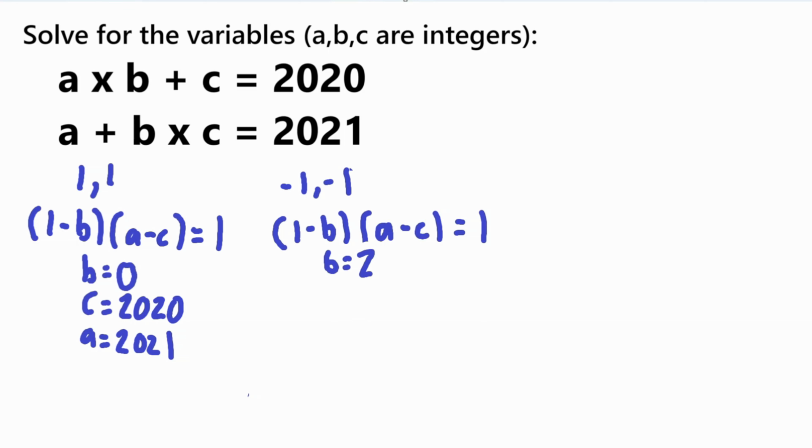Now we need to solve for a and c. I'll plug in 2 for b in the first equation. That gives us a times 2, so 2a, plus c is equal to 2020. Now we have two variables here that we need to solve for. However, we only have one equation, so we need to add a second equation. The second equation we can use is the bottom one.